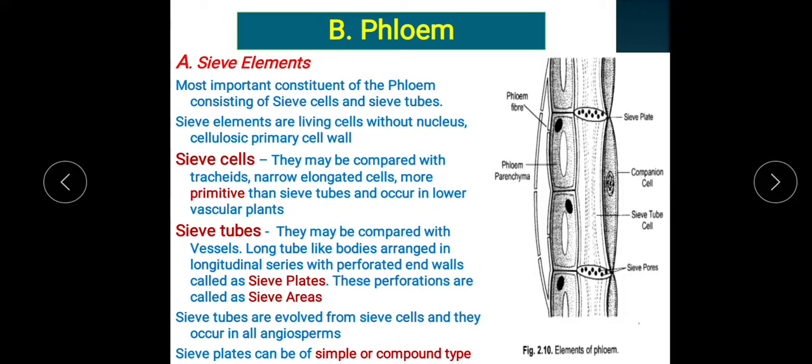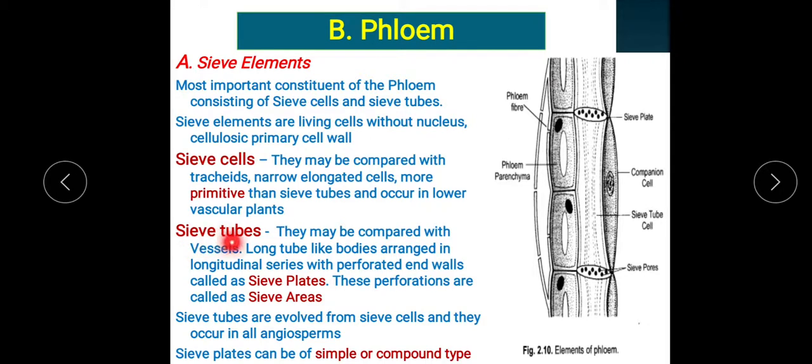First of all, we will see the sieve cells. They may be compared with the tracheids of the xylem, which are narrow, elongated cells. These are more primitive than the sieve tubes, and they occur in the lower vascular plants, that means the pteridophytes, then in gymnosperms or primitive dicotyledons. So in these plants, we can observe the sieve cells.